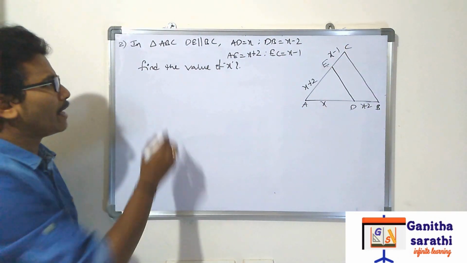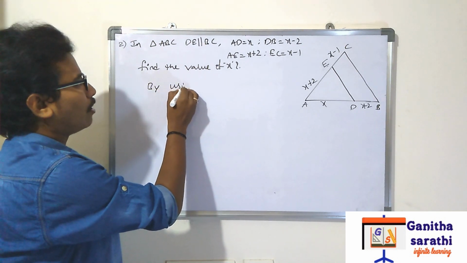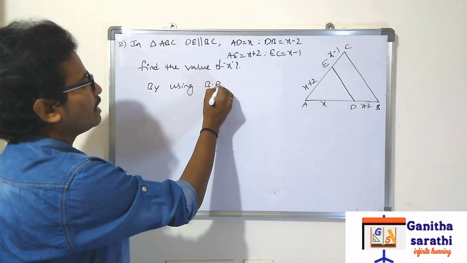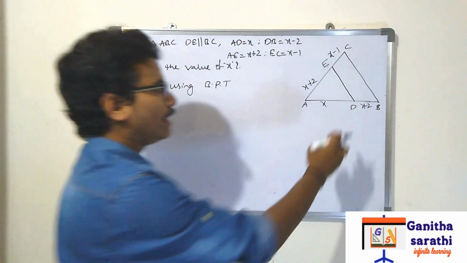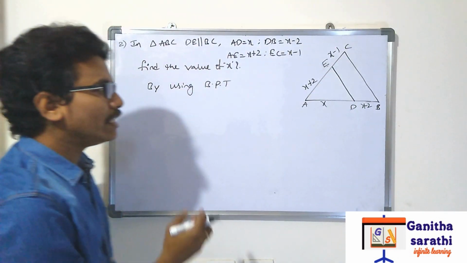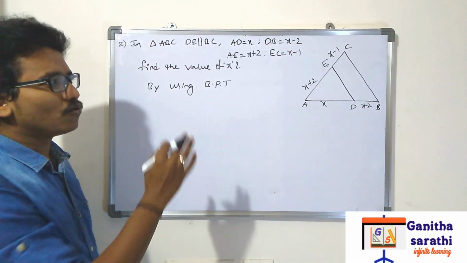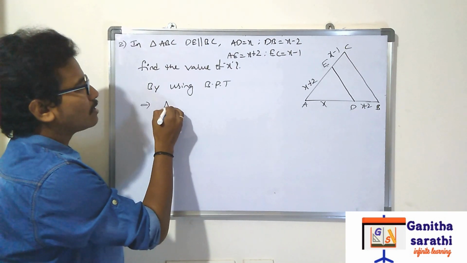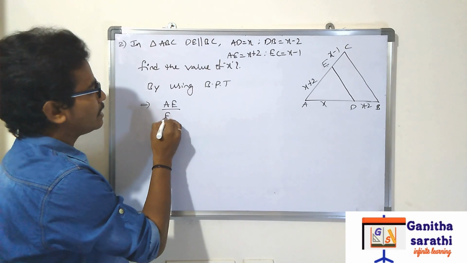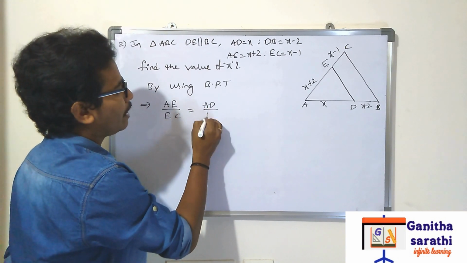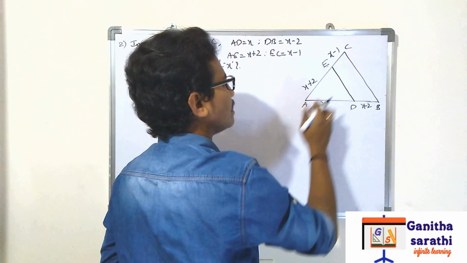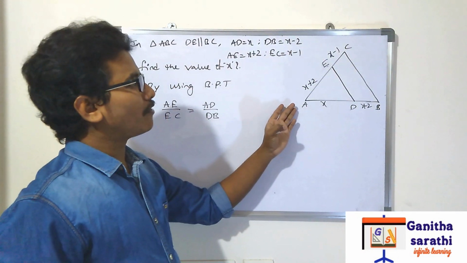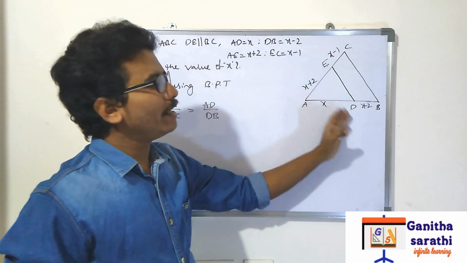By using BPT only you can solve the problem. In triangle ABC, DE is parallel to BC is given. If DE is parallel to BC, then the other two sides are divided in the same ratio. What are the other two sides? AE by EC is equal to AD by DB, right? This is the parallel side, so we will start from here. AE by EC, AD by DB.